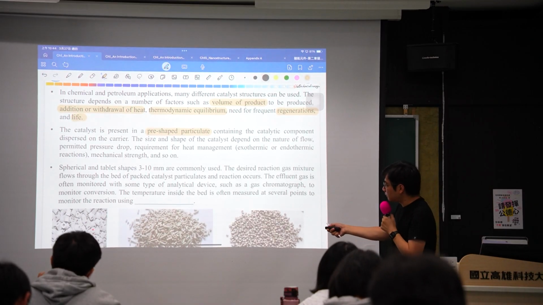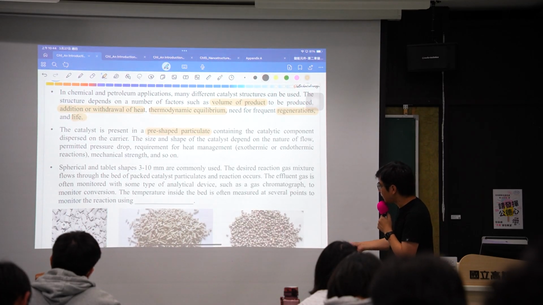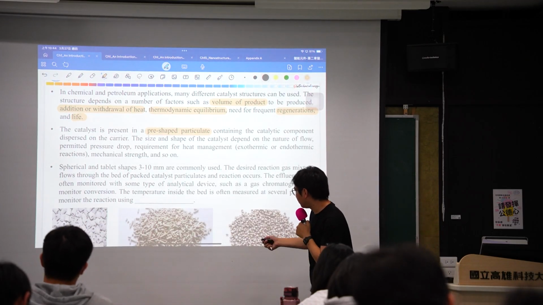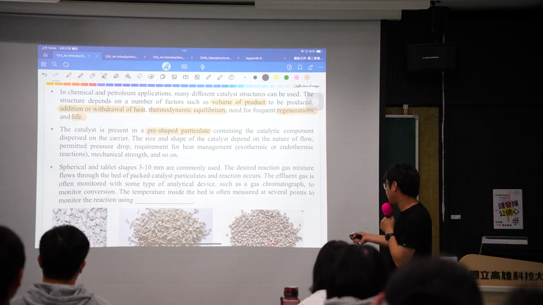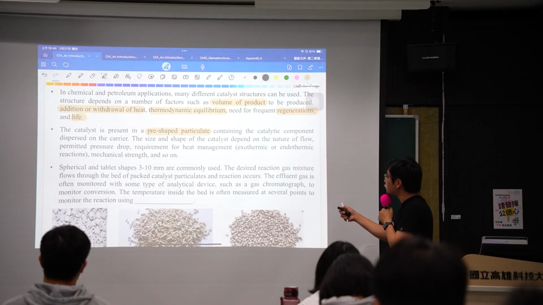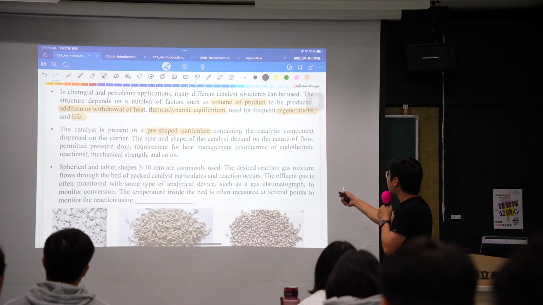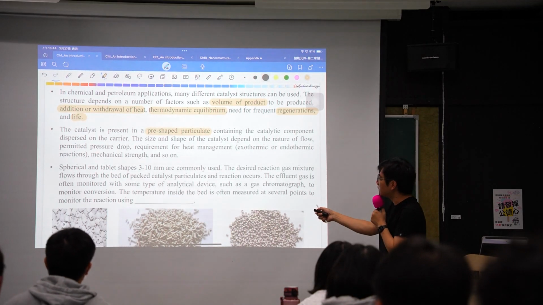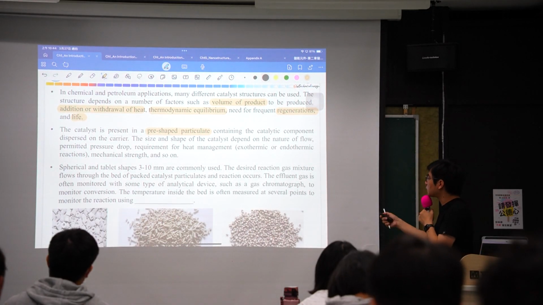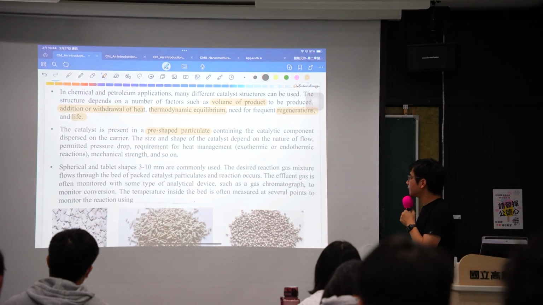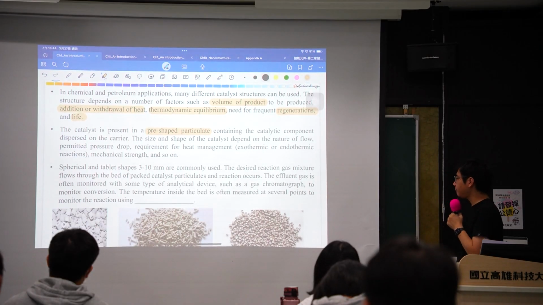So here's a cylindrical shape, a hollow cylindrical shape. Okay, the column, the rock shape, chloride. This is a pellet type. So the size and shape of the catalyst you use, you want to use this one. Depend on what? Depend on the nature of flow or permitted pressure drop and requirement for the heat management. Whether it is exothermic or endothermic, and the mechanical strength, 机械强度等等啊。Okay.